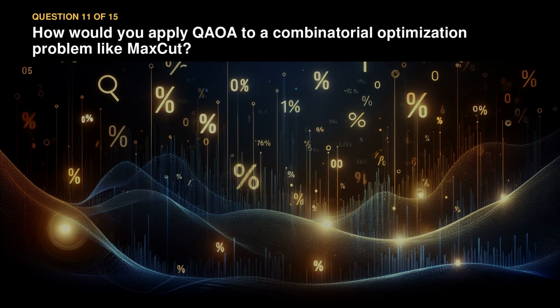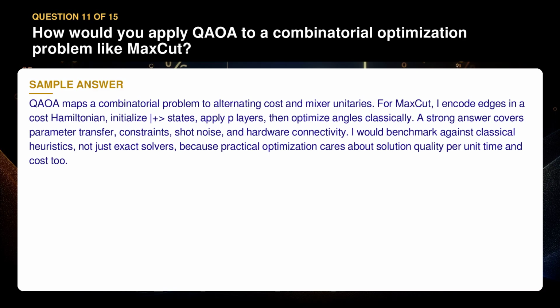Question 11. How would you apply QAOA to a combinatorial optimization problem like MaxCut? QAOA maps a combinatorial problem to alternating cost and mixer unitaries. For MaxCut, I encode edges in a cost Hamiltonian, initialize plus states, apply p layers, then optimize angles classically. A strong answer covers parameter transfer, constraints, shot noise, and hardware connectivity.